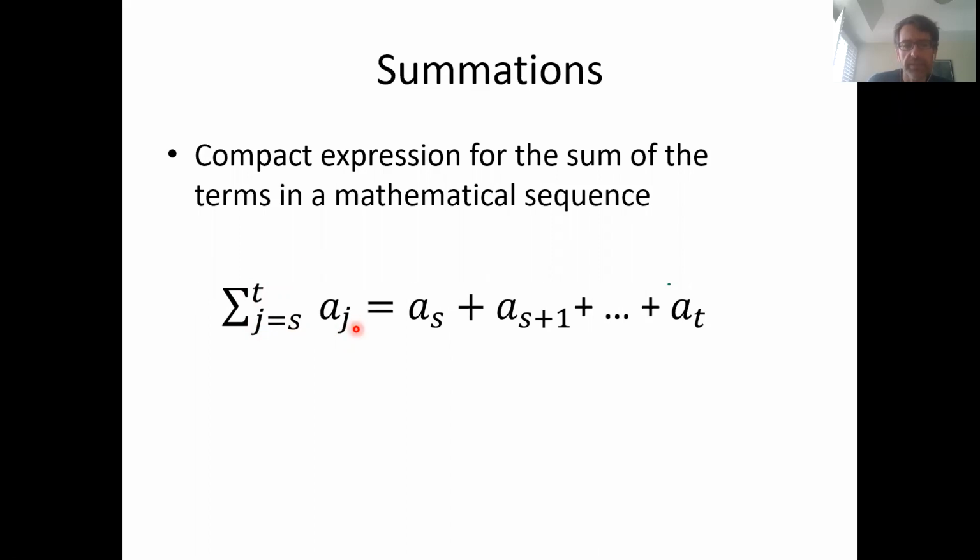So this expression stands for the sum of aj for j equal s, plus aj for the next j, which is s plus 1, plus aj for the next j, so this is implicitly a s plus 2, a s plus 3, and so forth, until j is equal to t, at which point you have a t. And that's the sum. So this is how you should read these expressions. It's a sum of consecutive values of the sequence, starting at some position and ending at some position.